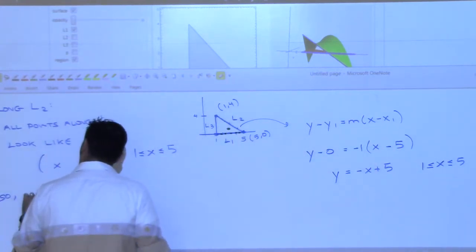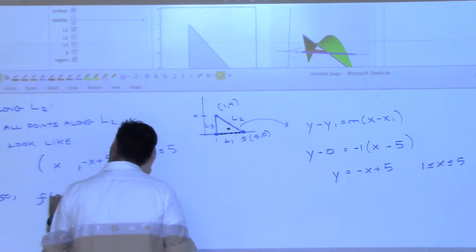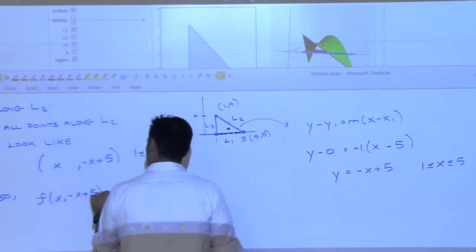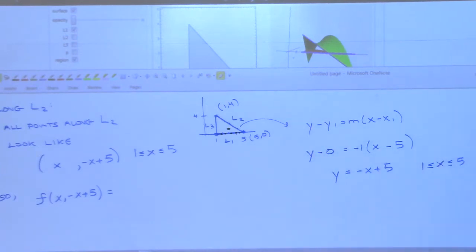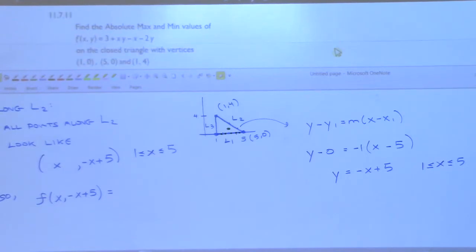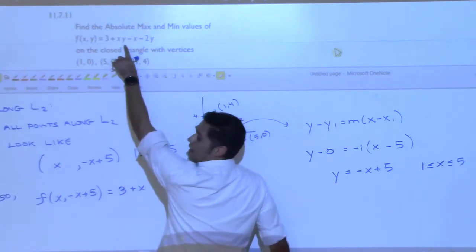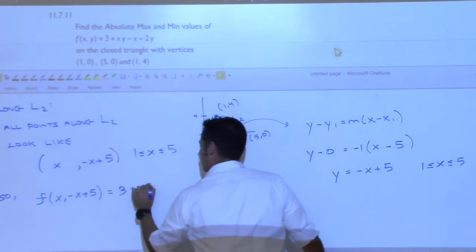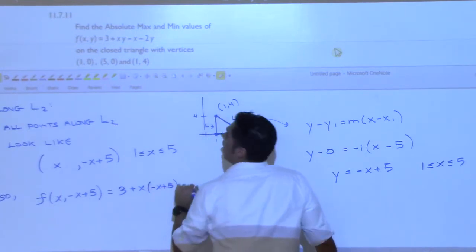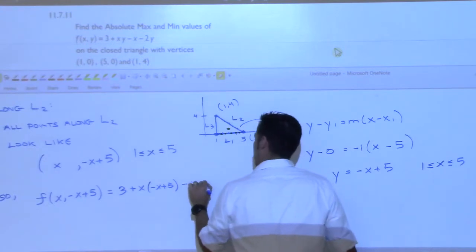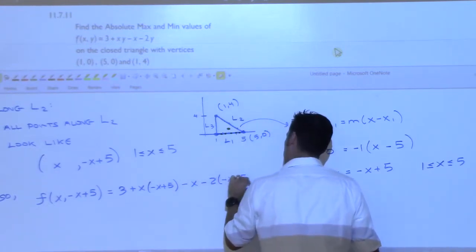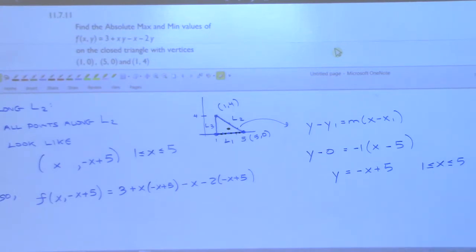So, f of x comma negative x plus 5 will be, so I need to bring my function back up because I need it. So our function is 3 plus x times y, right? But y is negative x plus 5, and then minus x, and then minus 2 times negative x plus 5. See what I'm doing? I'm leaving all my x's as x's, and I'm replacing all my y's with the y coordinate on the line.